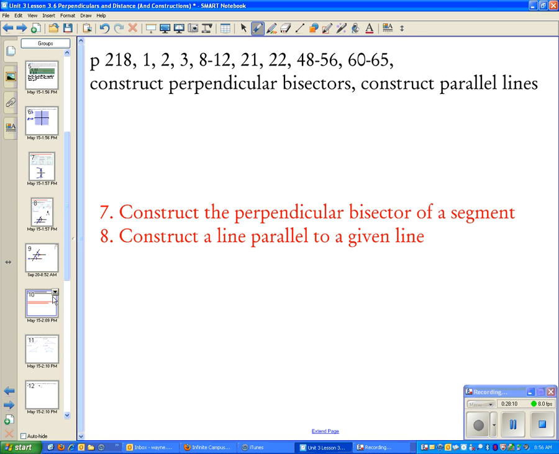All right, here's your assignment then. On page 218, 1, 2, 3, 8 through 12, 21, 22, 48 through 56, 60 through 65, and practice your constructions.